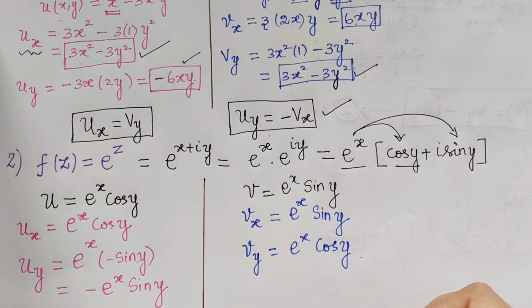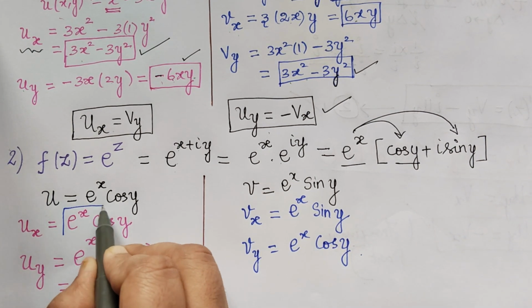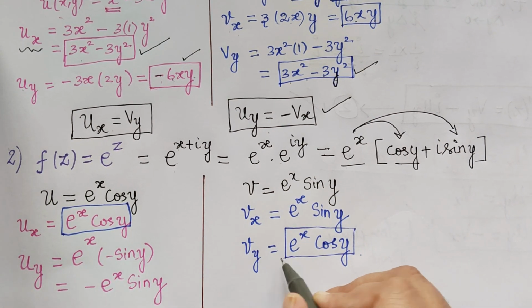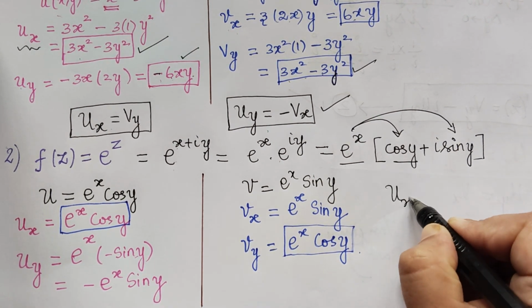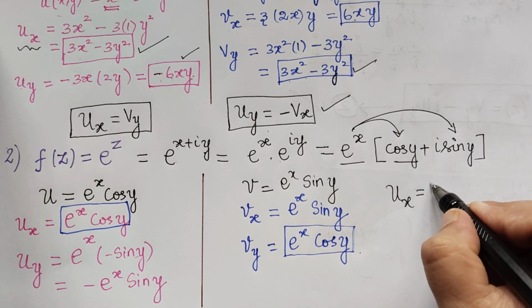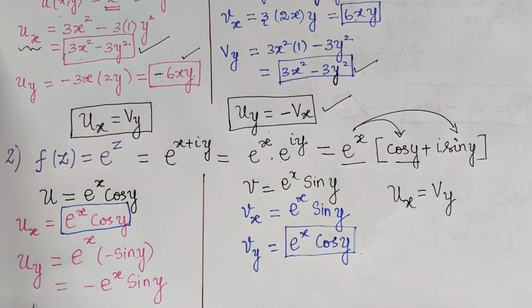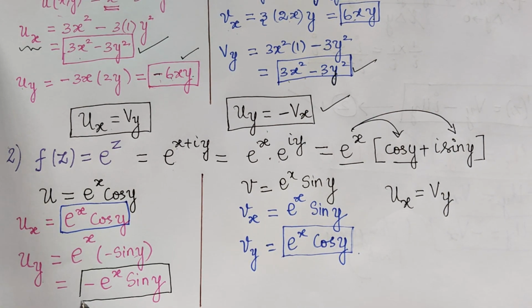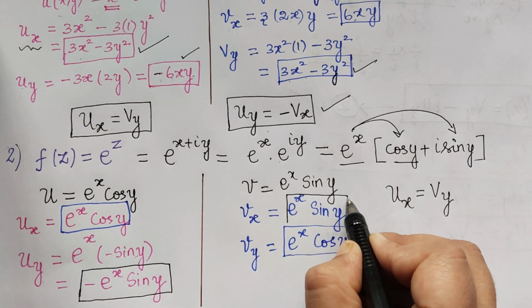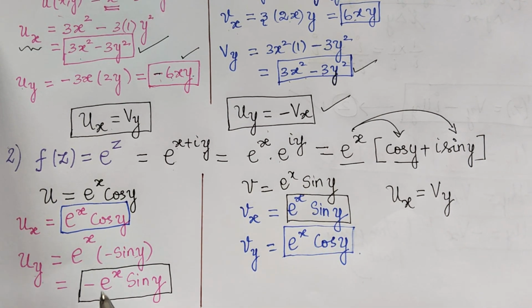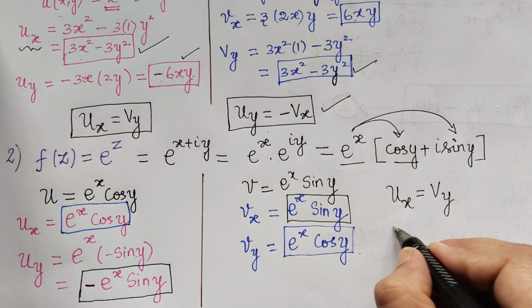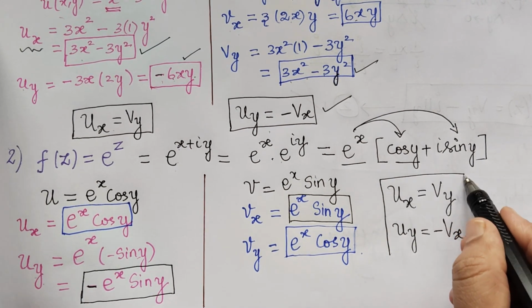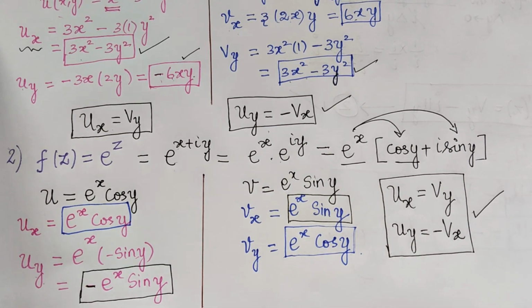So now if we see here, ux, which is e power x cos y, is equal to vy, which is e power x cos y. So we obtain ux equal to vy. In a similar way, we see that uy is equal to negative e power x sin y, and vx is equal to e power x sin y, implying that uy is equal to minus vx. So uy is equal to minus vx. Hence the given function has satisfied the Cauchy-Riemann equations.